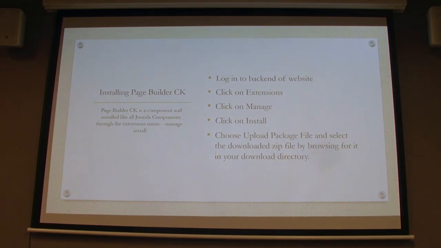So basically, we'll go through the installation first here. We've logged onto the website and downloaded Page Builder CK, which, like all components, comes down as a zip file. Then we just go to Extensions, Manage, Install, and upload that package, which installs itself into Joomla. Therefore, when we go to the Components directory, we'll have Page Builder as one of our components that we actually click on and use.